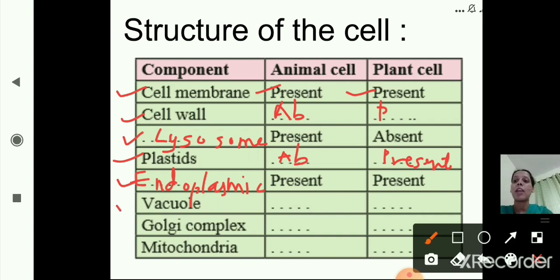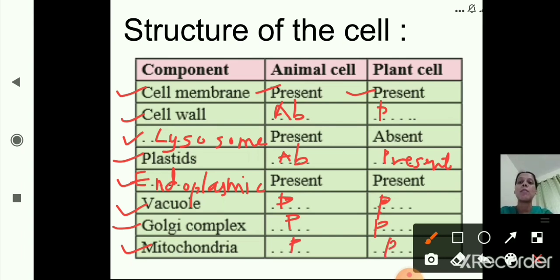Now the next one is vacuole. Vacuole is present in animal cell as well as it is present in plant cell, we have seen, okay? So vacuole is present in animal cell and plant cell both. Now the next one is Golgi complex. This is also present in animal cell and in plant cell. Now the next component, that is mitochondria. Mitochondria is a powerhouse of cell, yes. So this is also present in animal cell and it is also present in plant cell.